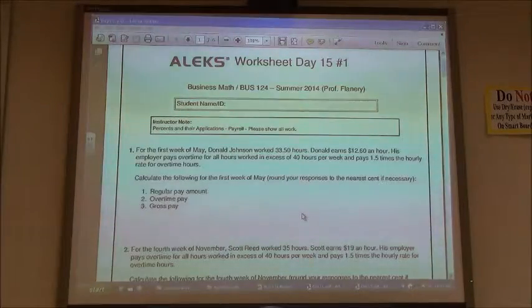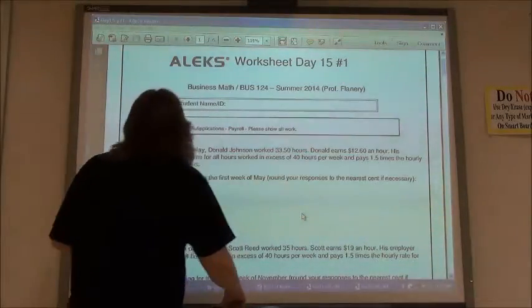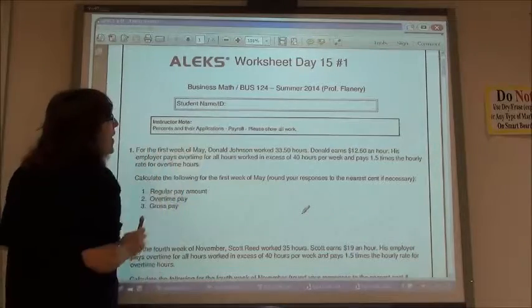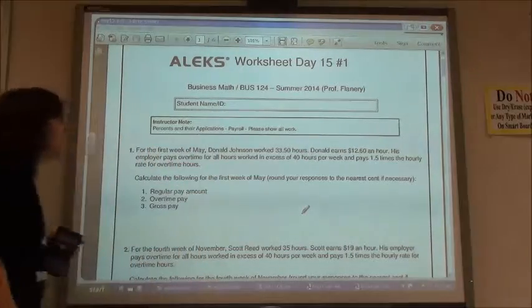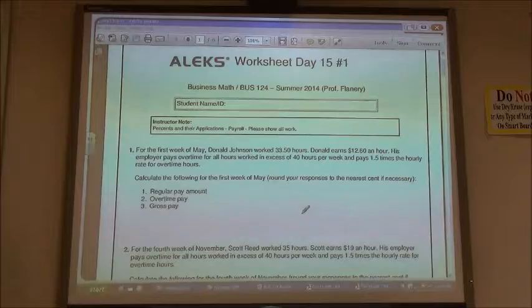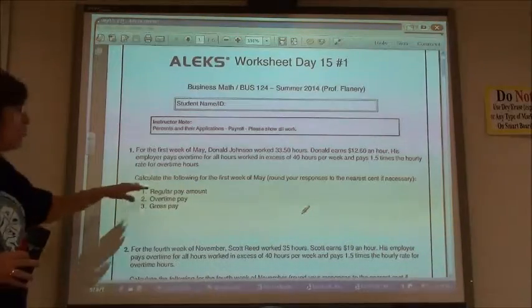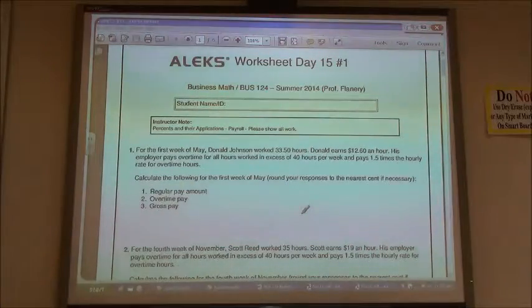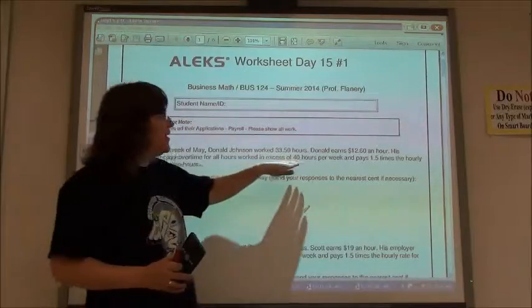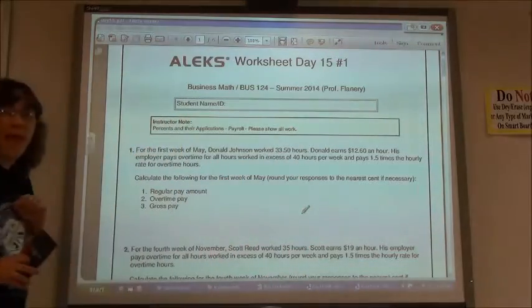Right, worksheet day 15 for business math. We're under the section on percents in their applications, the subheading payroll. So the first part on doing payroll here is talking about regular pay and overtime pay. Generally, an employer pays overtime if you work over 40 hours in the week.